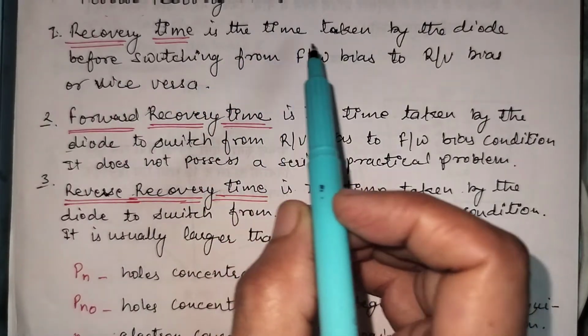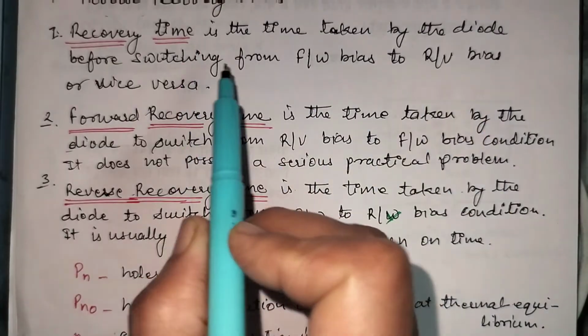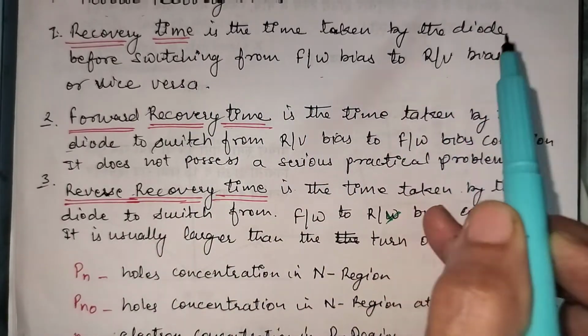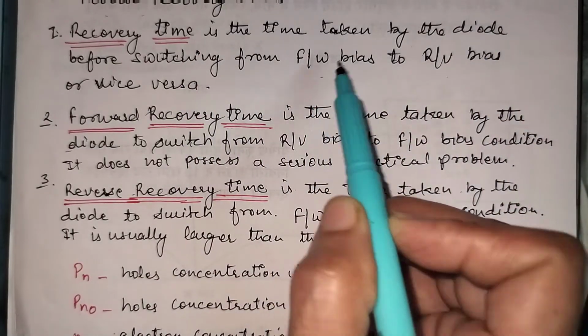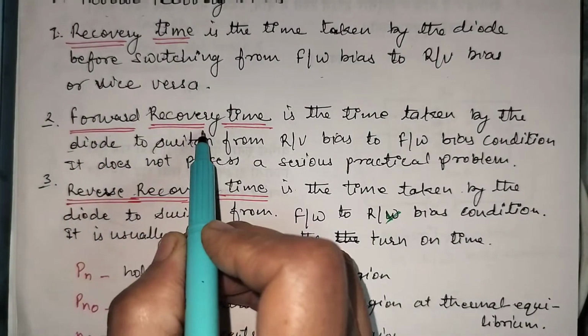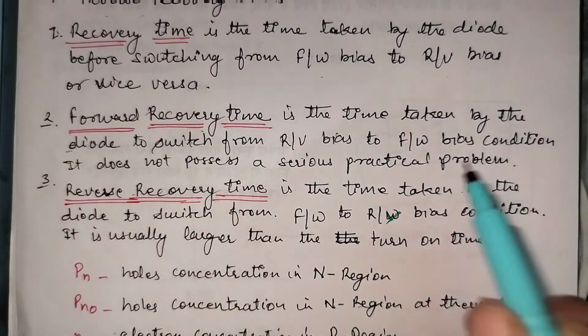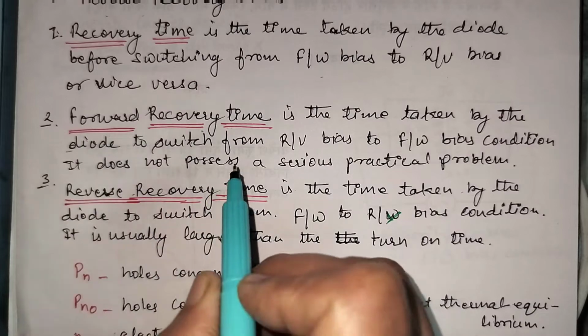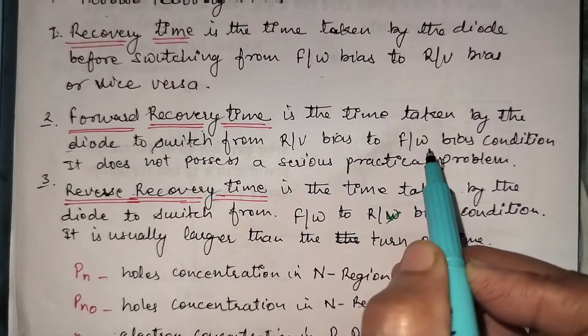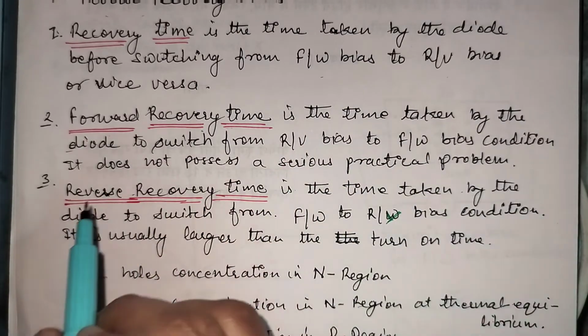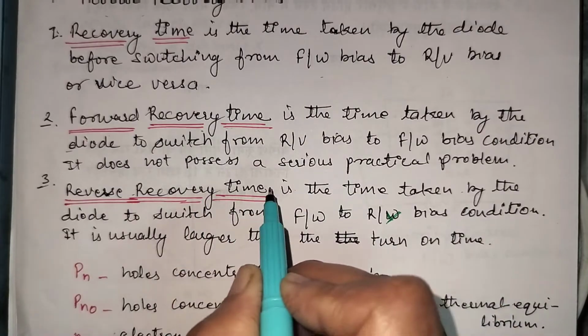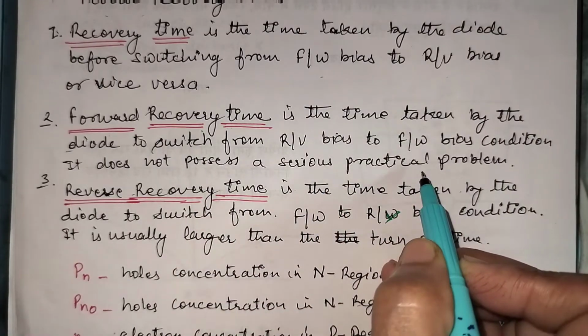The recovery time is the time taken by the diode to switch from forward bias to reverse bias or reverse bias to forward bias. The other is the forward recovery time. This is the time taken by the diode to switch from reverse bias to forward bias condition. As this time is shorter, it does not pose any serious practical problem.